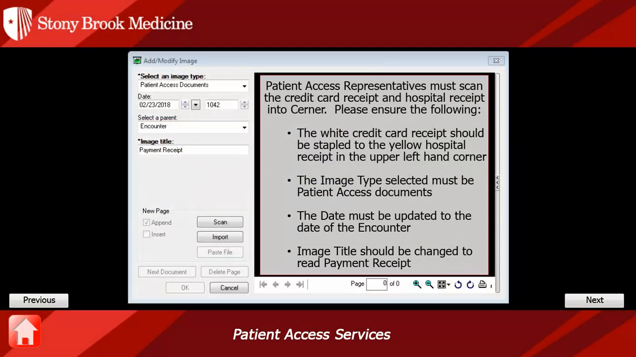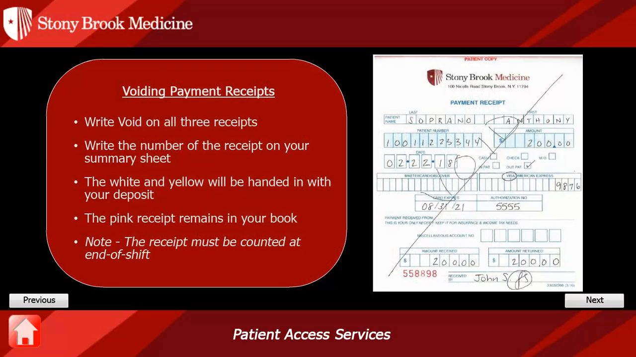Patient access representatives must scan the credit card receipt and hospital receipt into Cerner. Please ensure the following. The white credit card receipt should be stapled to the yellow hospital receipt in the upper left-hand corner. The image type selected must be patient access documents. The date must be updated to the date of the encounter, and the image title should be changed to read Payment Receipt.